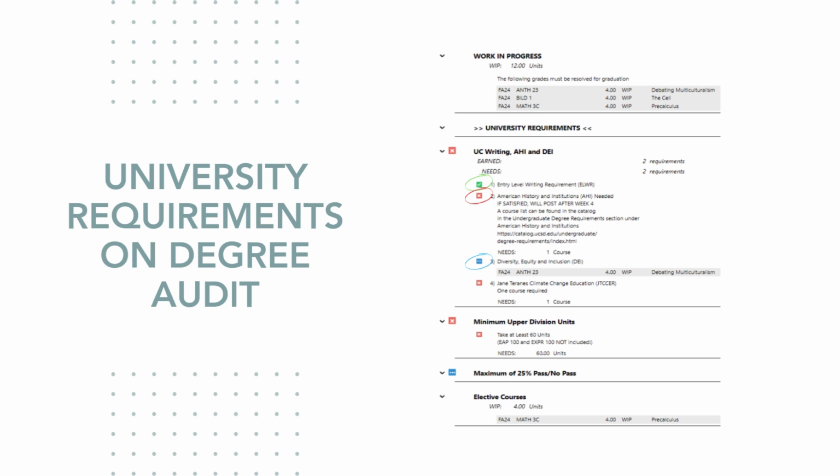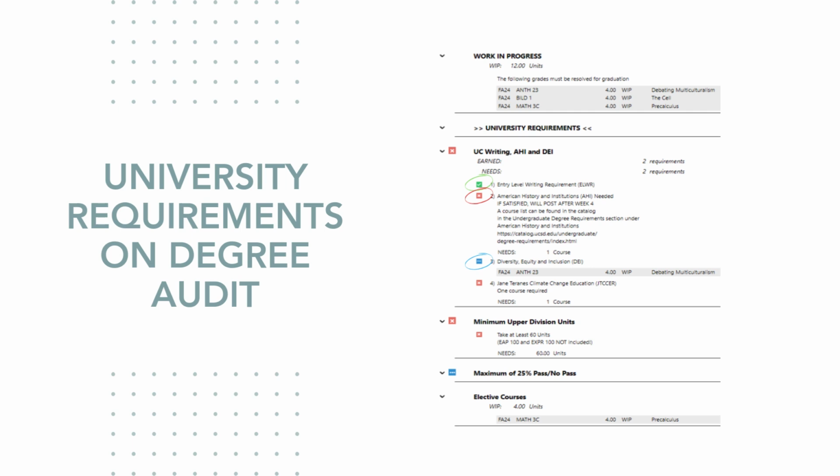Finally, at the bottom of your degree audit are your university requirements. You can also see the courses that you are currently enrolled in under the Work in Progress title. Revell College advisors can assist you with questions on these university requirements. You can also see the elective courses that you have taken. If you see elective courses at the bottom, it means that the courses are counting towards your overall units, but not towards any major, college, or university requirements.